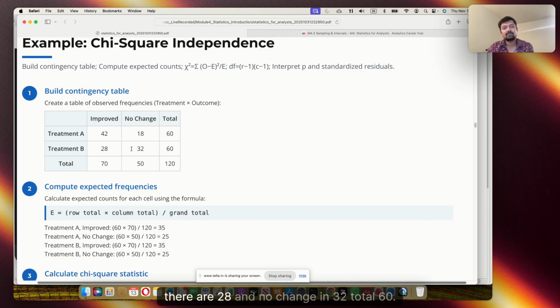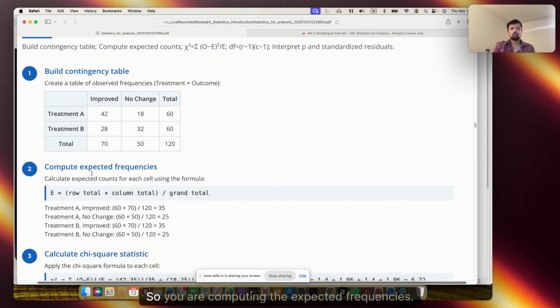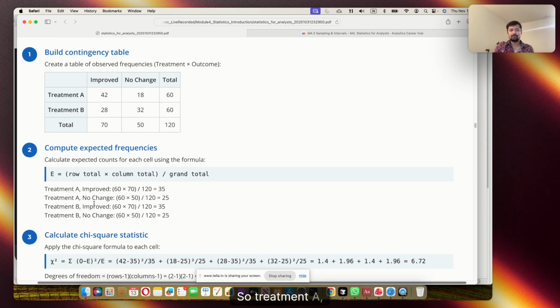Treatment 2, there are 28 and no change in 32, total 60. Now you would like to see the differences between treatment A and treatment B. So you are computing the expected frequencies. So E is equal to row total times column total divided by grand total. So for treatment A, improved is 60 multiplied by 70 divided by 120.